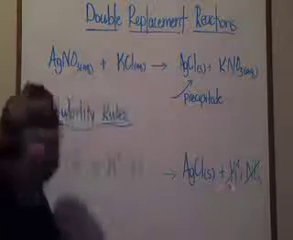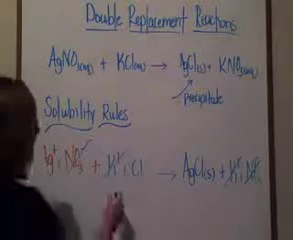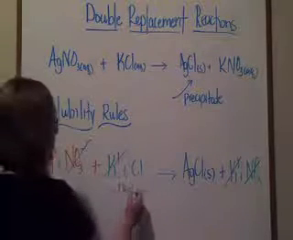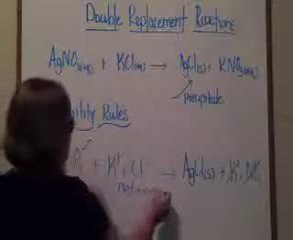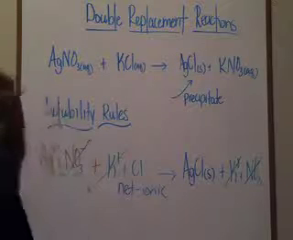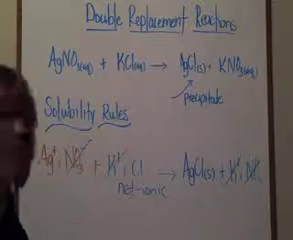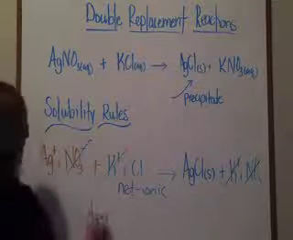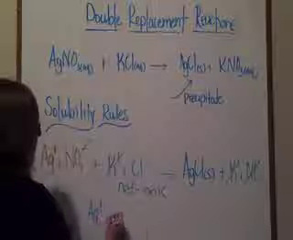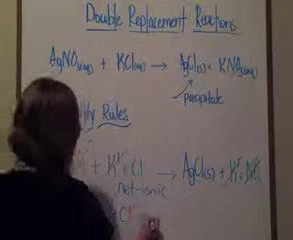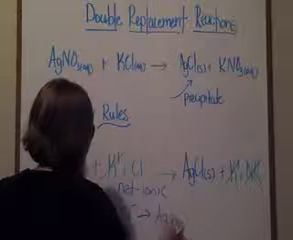And so the net ionic equation is the things that did change in the reaction. Do not include spectator ions in your net ionic equation. So it's silver plus chloride yields silver chloride solid.